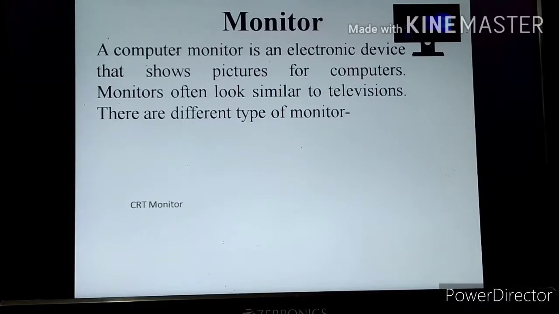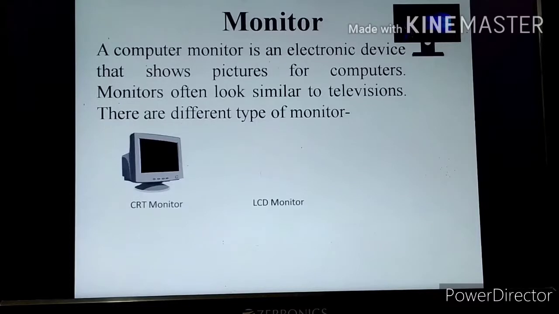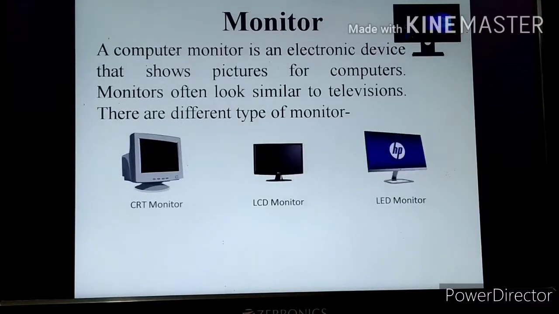CRT monitor. This is a CRT monitor. The full form of CRT is cathode ray tube. LCD monitor. This is an LCD monitor. The full form of LCD is liquid crystal display. LED monitor. It is an LED monitor. The full form of LED is light emitting diode.